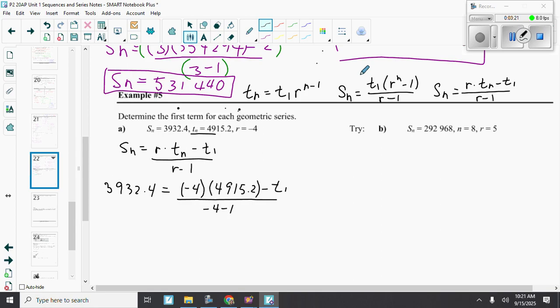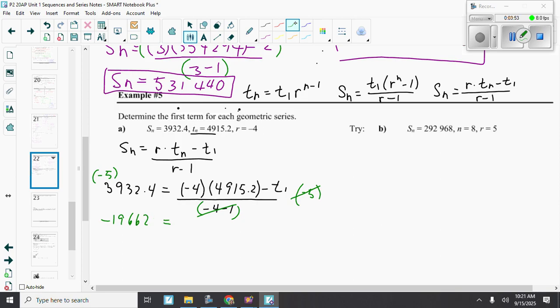So the first thing that you want to do is isolate your T1. But right now it's got this -5 in the denominator. So if we multiply everything by -5, you with me on that one? So I can have -1,900. Sorry, 19,000, that number.